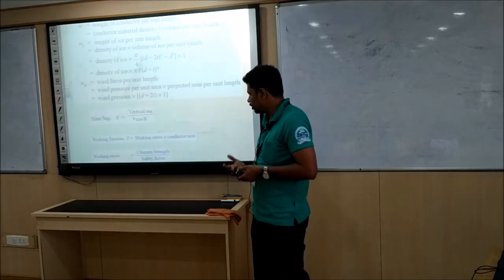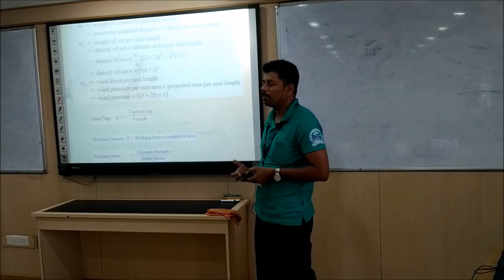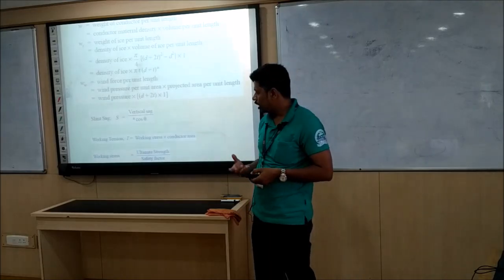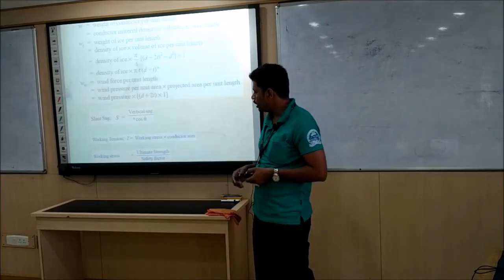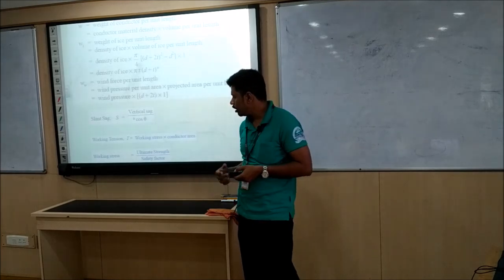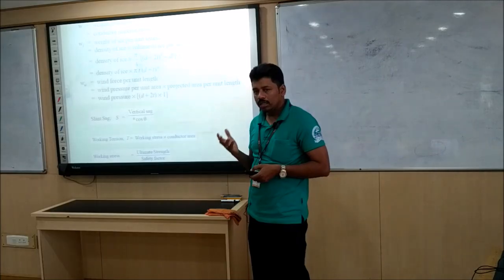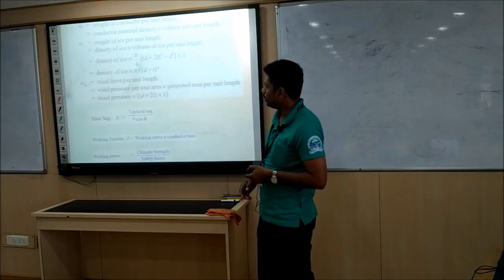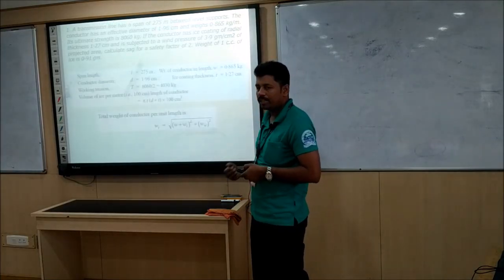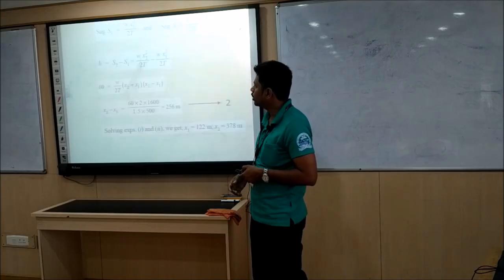How to find the tension? It is the product of working stress and conductor area. Otherwise, using the ultimate strength by safety factor, you can find the working stress, and the conductor area is given by the manufacturer itself. You can find it. Yes, these are the various numericals based on sag that we are going to see.